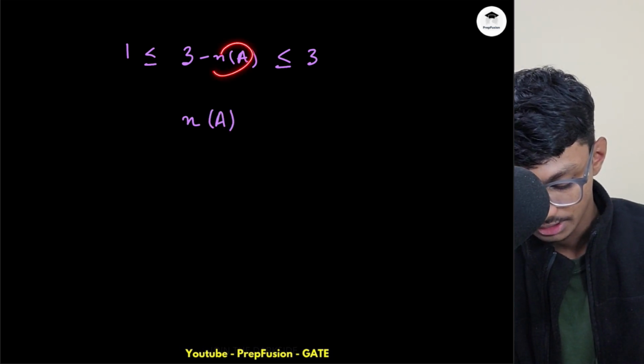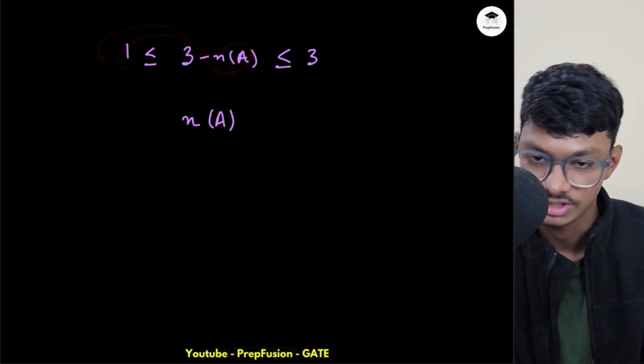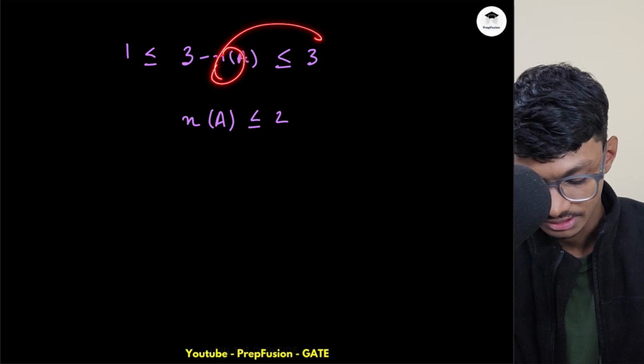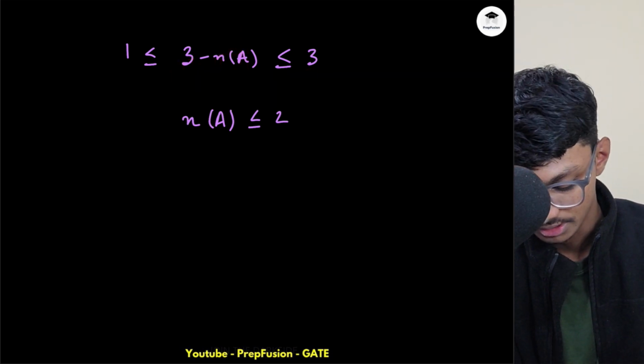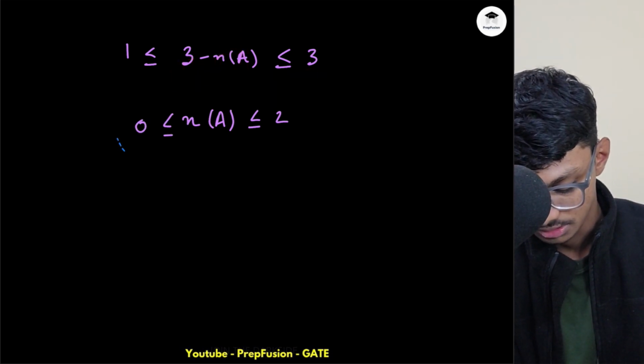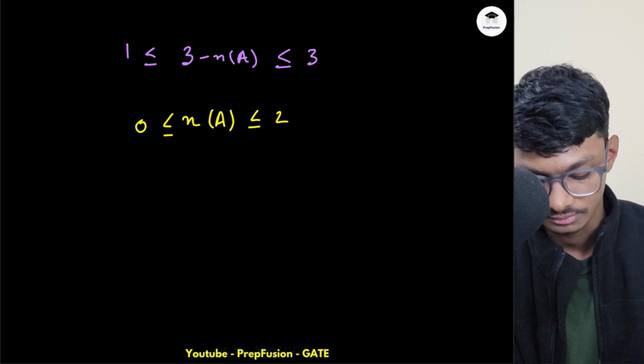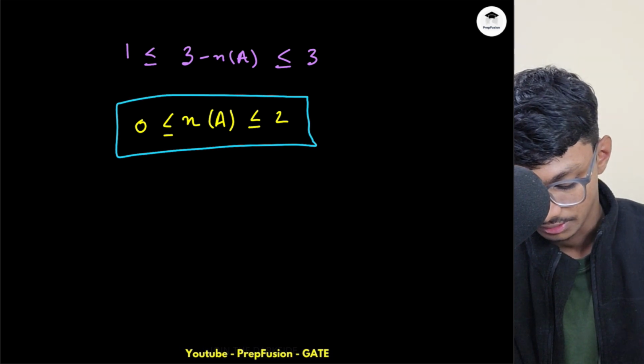If I take N(A) this side and 1 this side, N(A) has to be less than or equal to 2. And if I take N(A) this side and 3 this side, this will be 0, so N(A) has to be greater than or equal to 0. Okay, so this is the range for our nullity.